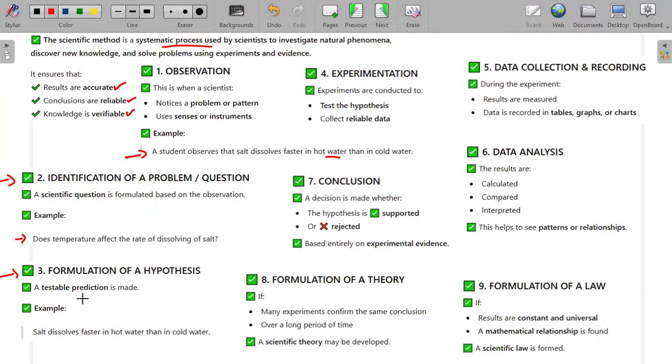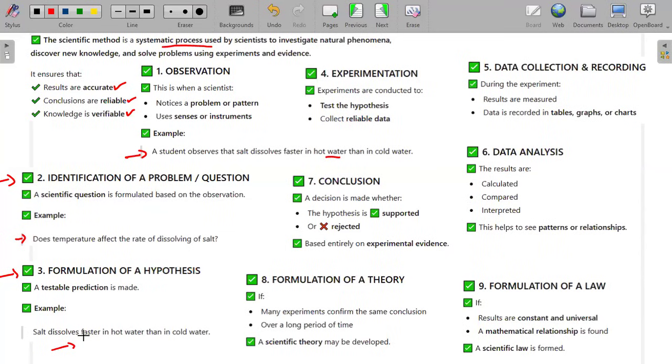Okay, so this is a testable prediction. So you make the testable prediction now. In this case, for example, of the salt dissolving faster in hot water, our hypothesis might be: salt dissolves faster in hot water than cold water. That will be your hypothesis, okay? So now we want to prove this hypothesis.